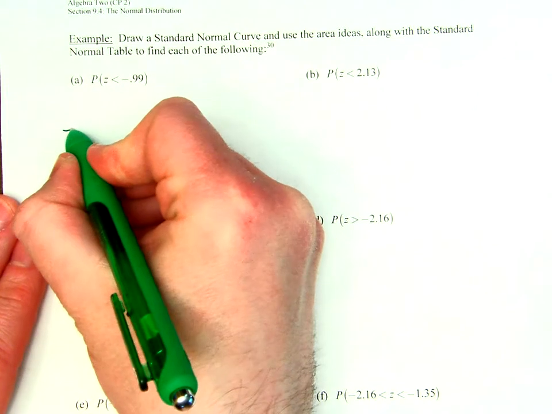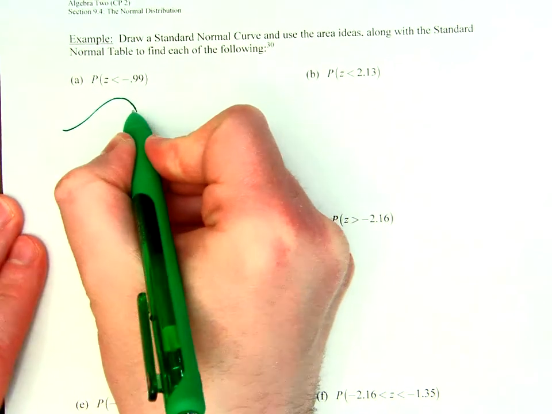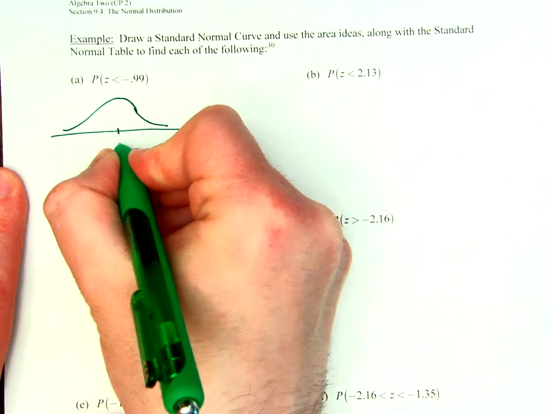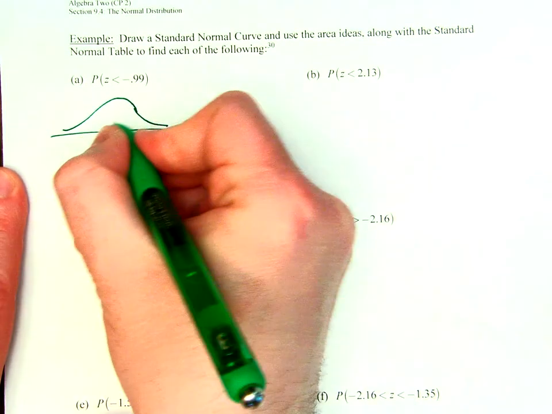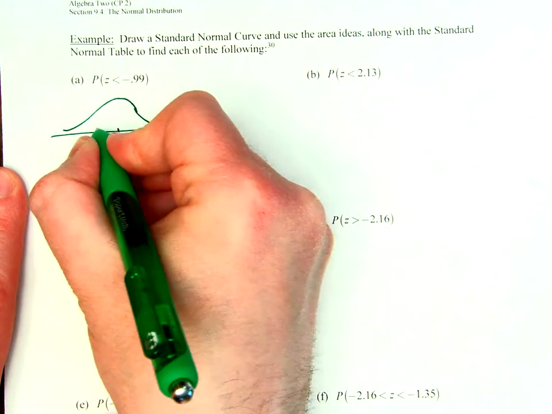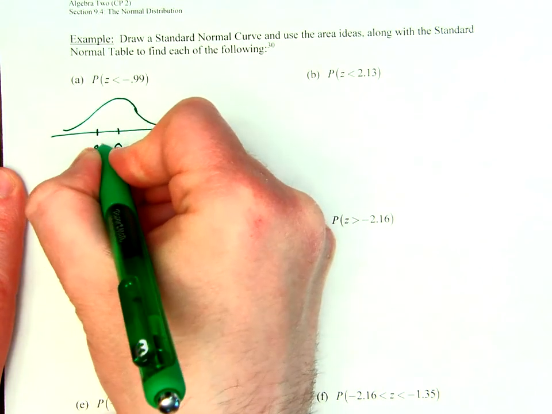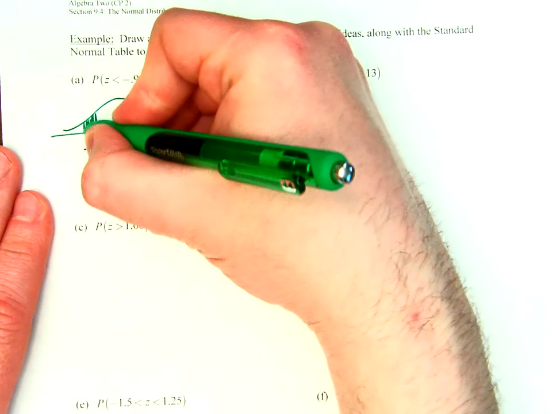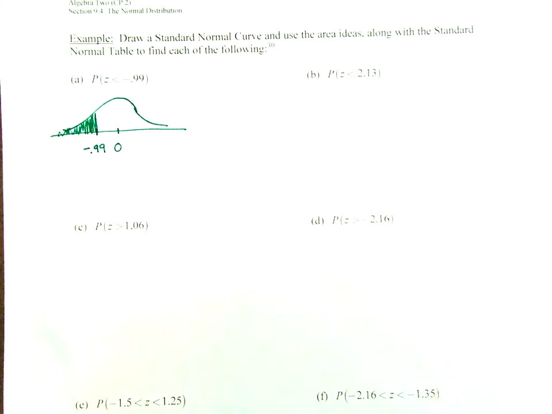Well, I'm going to start by just drawing my normal distribution. I'm going to put in my mean, which is 0, and I'm going to put in a tick mark at negative 0.99. I know negative 0.99 has got to be to the left of 0, so about there. I want to find the percent of data in this region over here. Well, you know from what we just talked about that that comes directly from the table. We just look at our table and pull the number out of there.